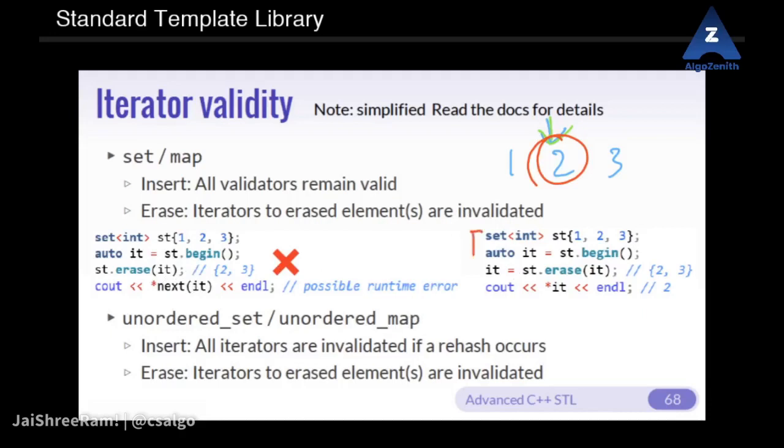The better way to do this would be this: you have a set of 1 2 3 and you put it equal to st.begin, and then if you want to erase it, you assign it to the next value. So now it becomes 2, and then if you print it, it will give you 2, right? So for set and map, these are things that you need to be careful about. For unordered set and unordered map, on insert, all iterators are invalidated if rehashing occurs, and in case of erasing, only the iterators to the erased elements are invalidated, right? Everything else remains intact.